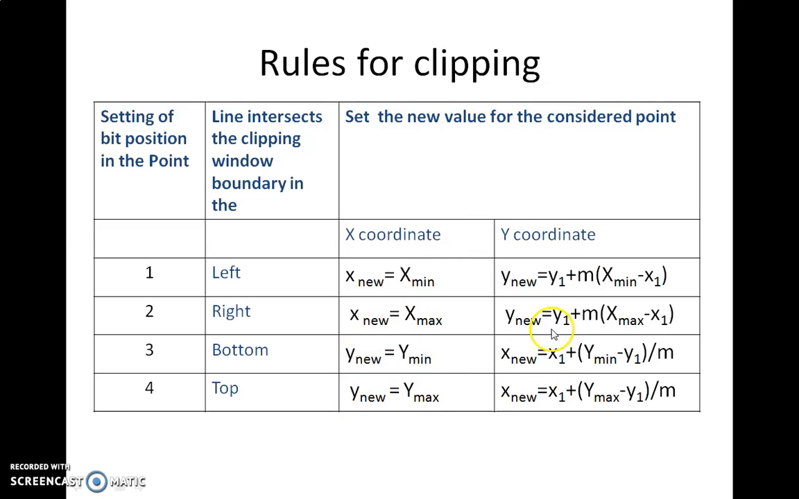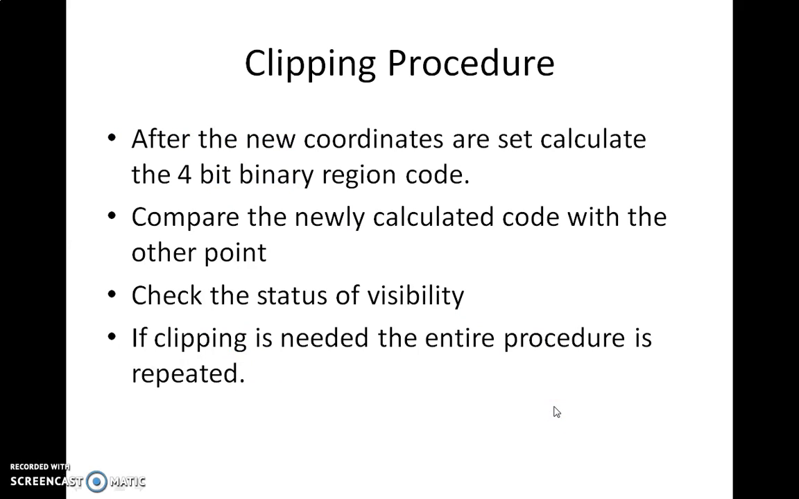So these are the new coordinates, that is, we say we have to clip, right? So we have to find out what is the new coordinates for the clipped point. So this is the formula which we have to use for finding out the new coordinates for the clipped point. If the bit position is 1, then this is the formula, 2, this is the formula, 3, this is the formula, 4, this is the formula. So after the new coordinates are calculated, again we have to go for a 4-bit region code for that newly calculated line.